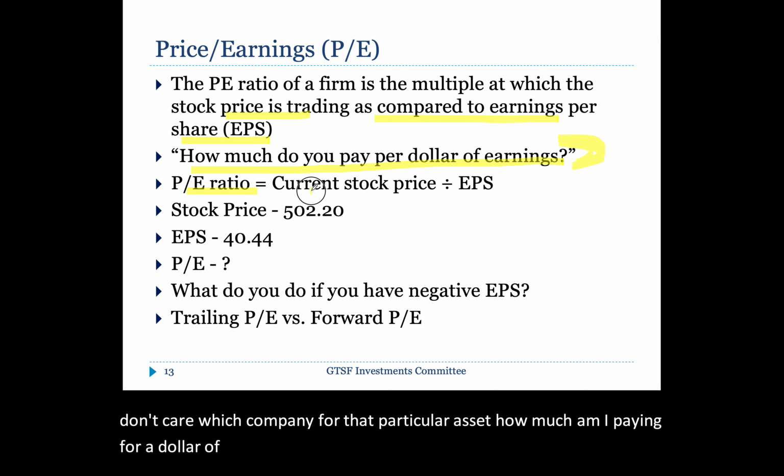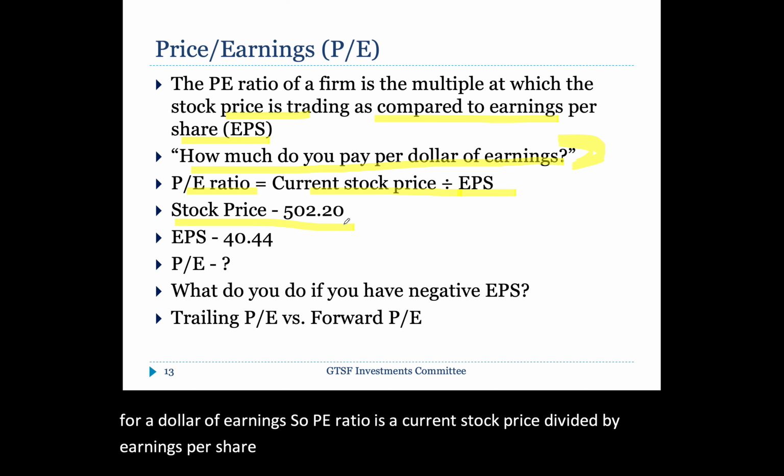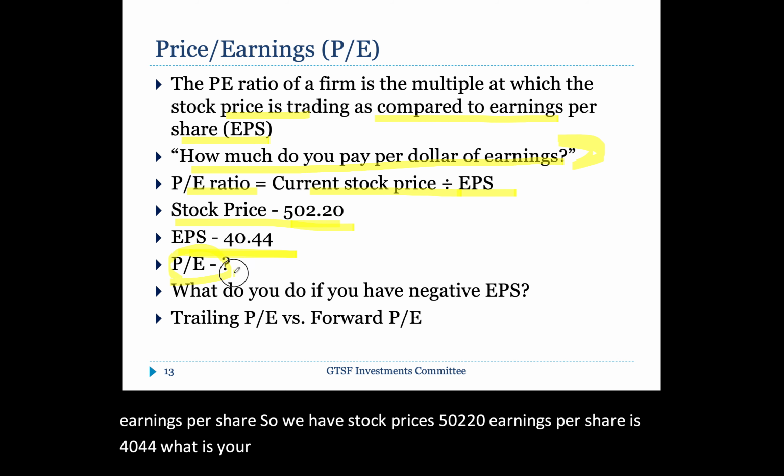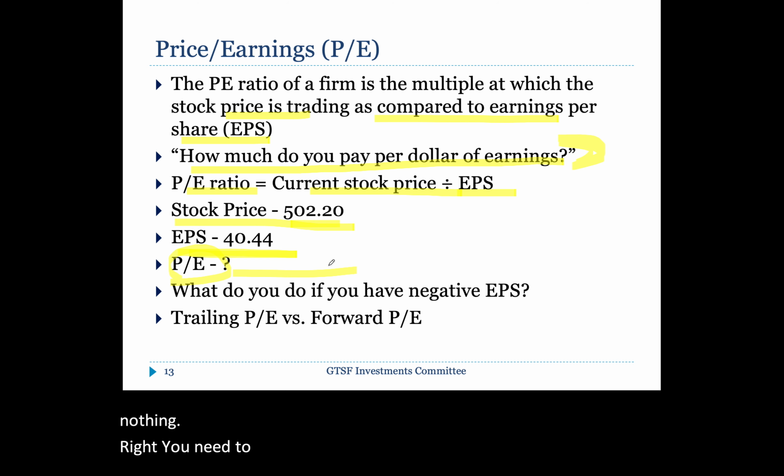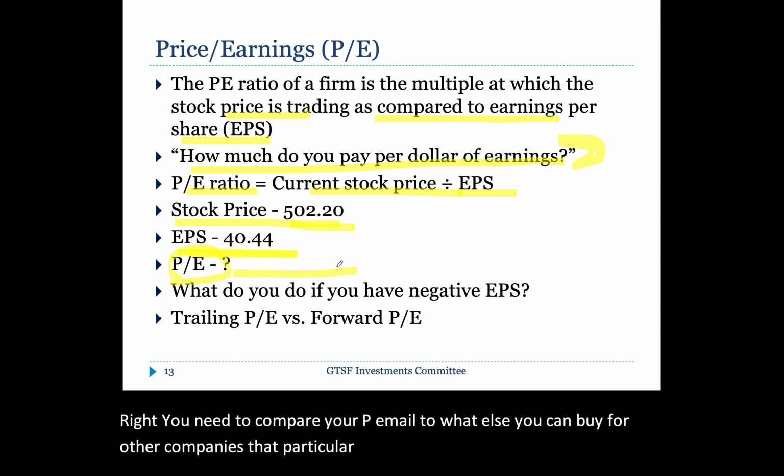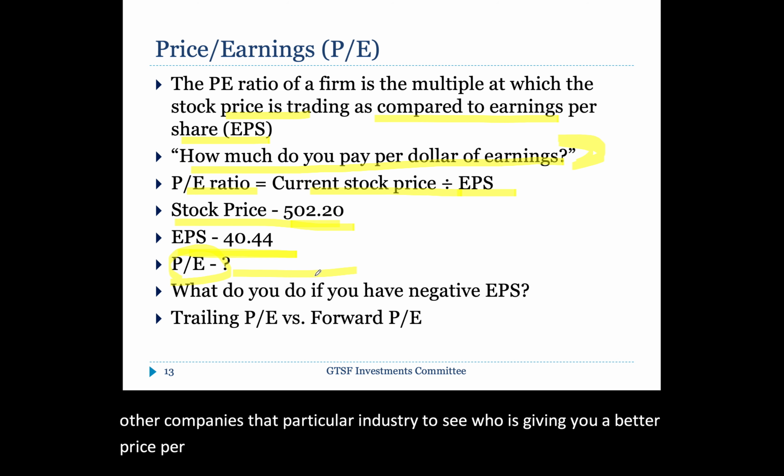So the PE ratio is the current stock price divided by your earnings per share. So if your stock price is 502.20, your earnings per share is 40.44, what is your PE? Once you find your PE, in isolation that means nothing. Right? You need to compare your PE now to what else you could buy or other companies in that particular industry to see who's giving you a better price per dollar of earning. So what do you do if you have a negative earnings per share?